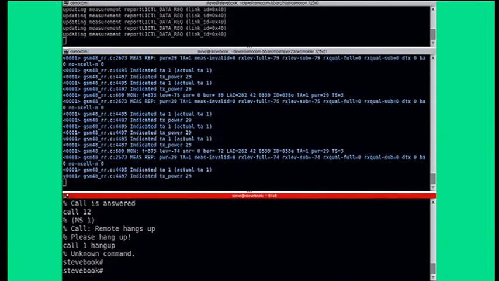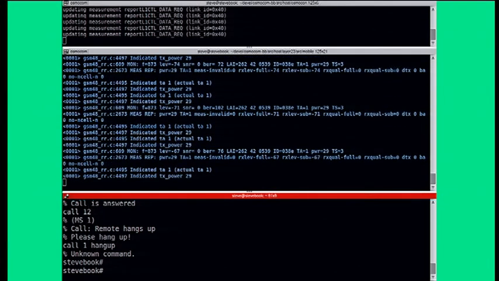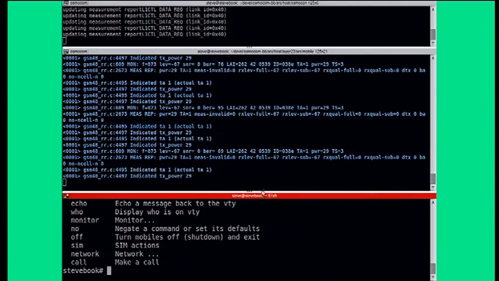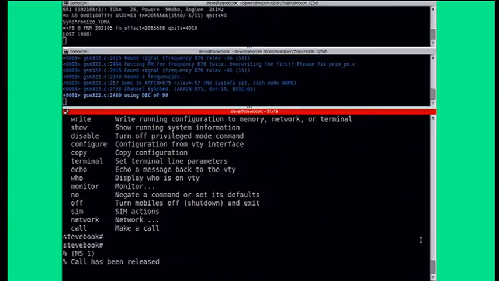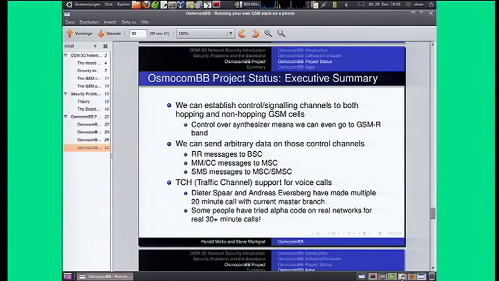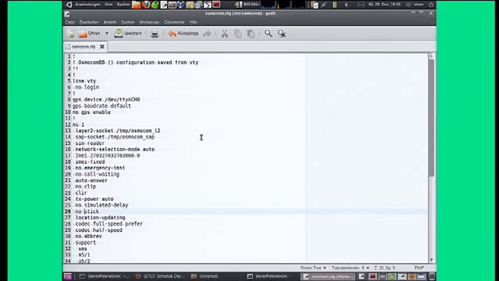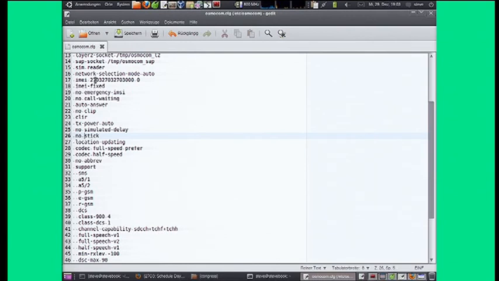So you can do other stuff as well. There's a help mode integrated in the VTI, so you have a configuration file where you can handcraft and put your own IMEI or all the config settings in there. So let me just show it. So here you specify the IMEI. You can emulate all kinds of features.